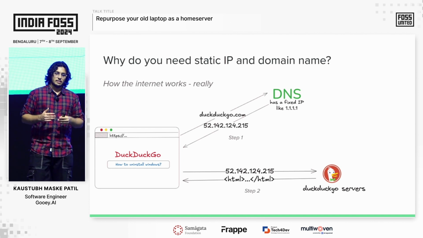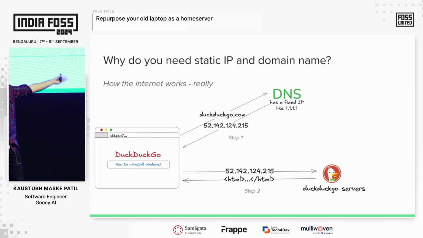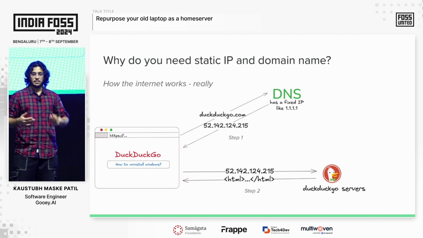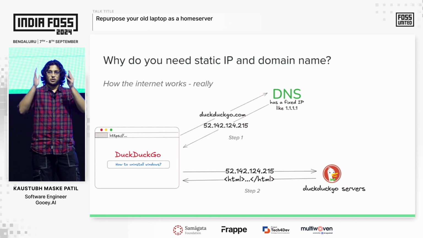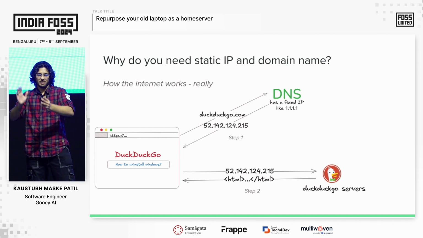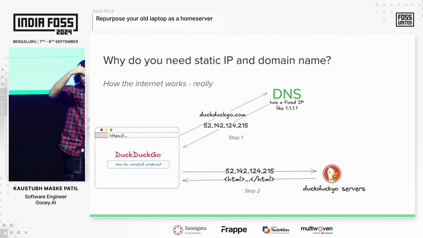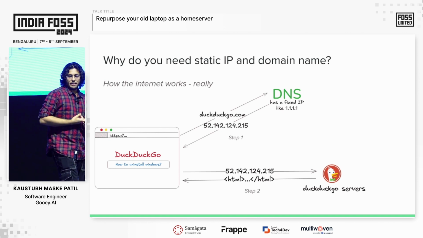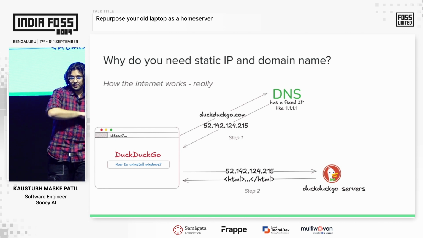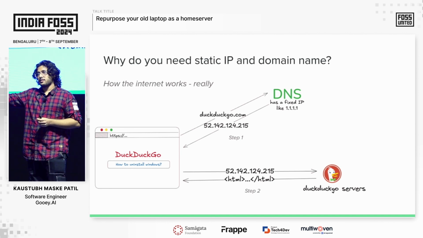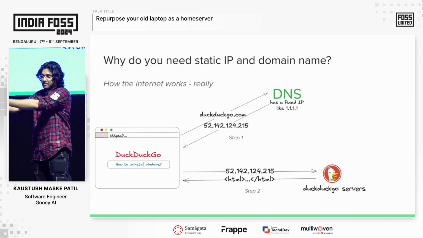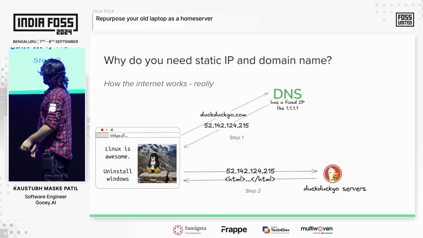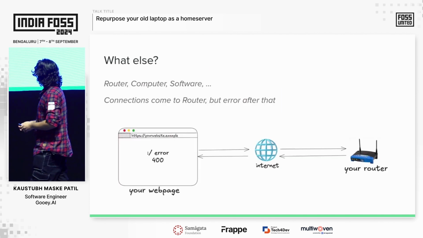An IP address. So that's what a DNS server does. DNS servers have a fixed IP, so you don't need to do a lookup for them. 1.1.1.1 is Cloudflare's DNS server. DNS stands for domain name server, I think. So yeah, that's the first step. And once your browser has the IP address resolved, it then sends a request to the servers that sit at that IP address and gets back some HTML, and you see Linux is awesome, you should uninstall Windows, more tux, and you're happy. So what else?